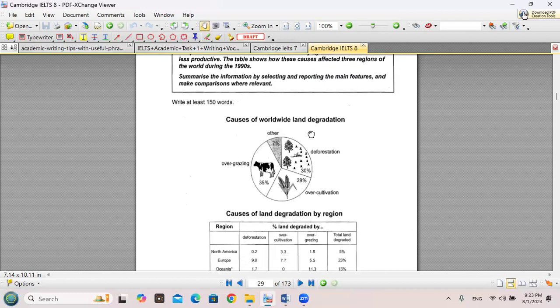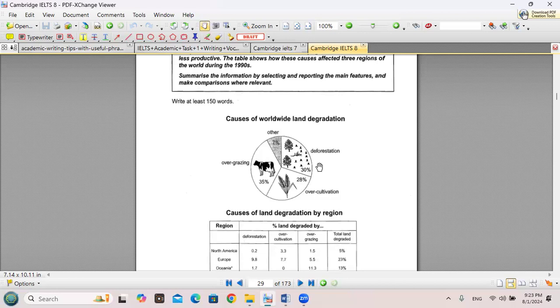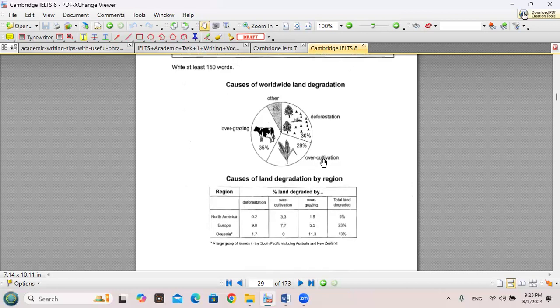And then body 1 will be only for this one, causes of worldwide land degradation. And then body 2 will be only for this one, causes of land degradation by region. And the conclusion should be the relationship between the first diagram and the second diagram, the pie chart and the table. For sure, there is a relationship, something that connects them. It could be contradictory. It could be emphasizing, like what the table emphasizes is the information shown in the pie chart. The one who is able to reach such a conclusion will get high marks.